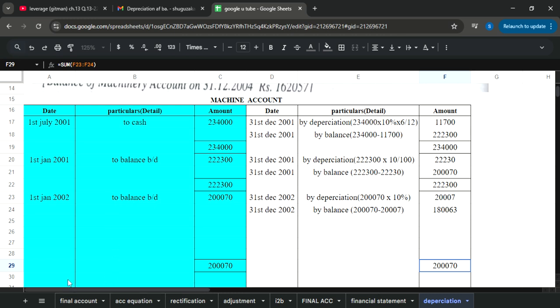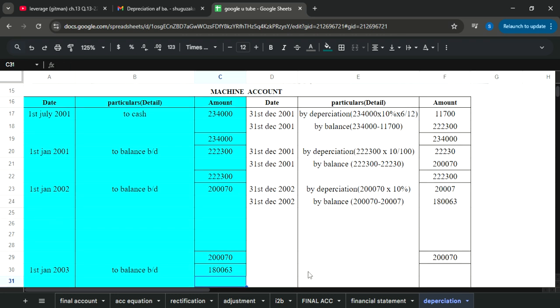Now we will proceed to our last year, which is 1st January 2003, and here you will bring your balance down. Just taking help, here is how much balance you will bring down at the end of the third year: 18,063. So you will mention this balance over here. Now the next step is to charge depreciation on 31st December 2004. This is our last depreciation.